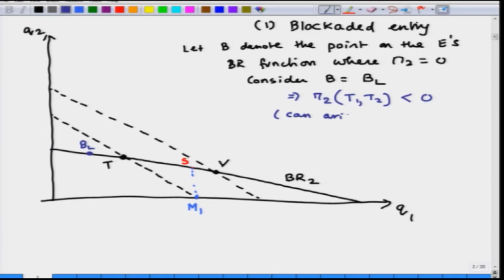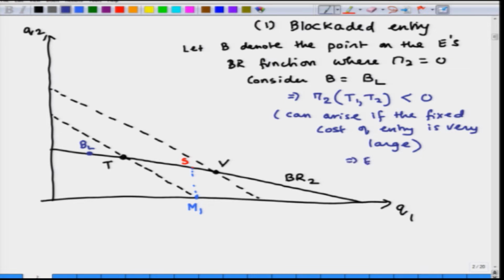So, this can arise if the fixed cost of entry is very large. And in such a case, entry by E is never profitable. This implies that entry is never profitable, because the entrant is not even doing its best at its best possible Nash equilibrium output point T.